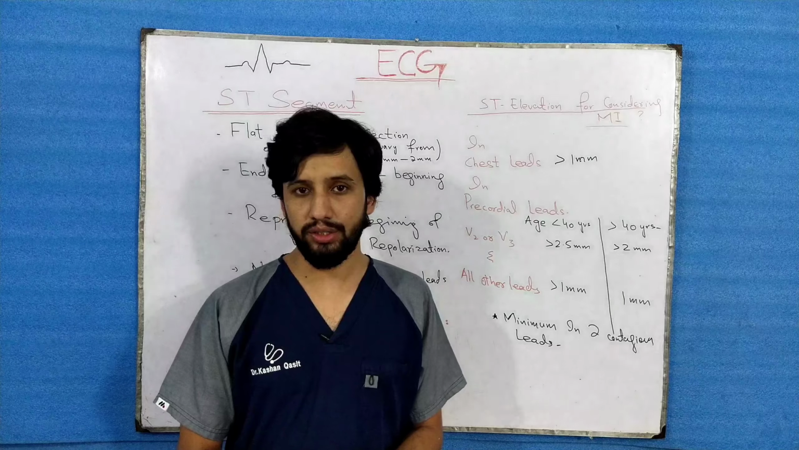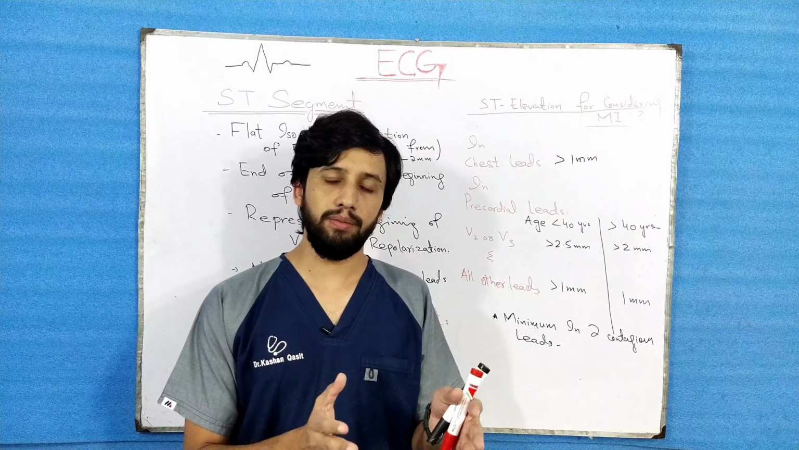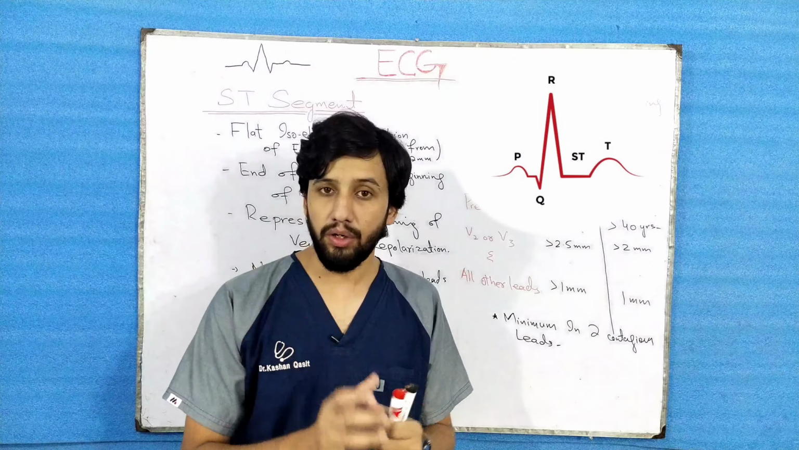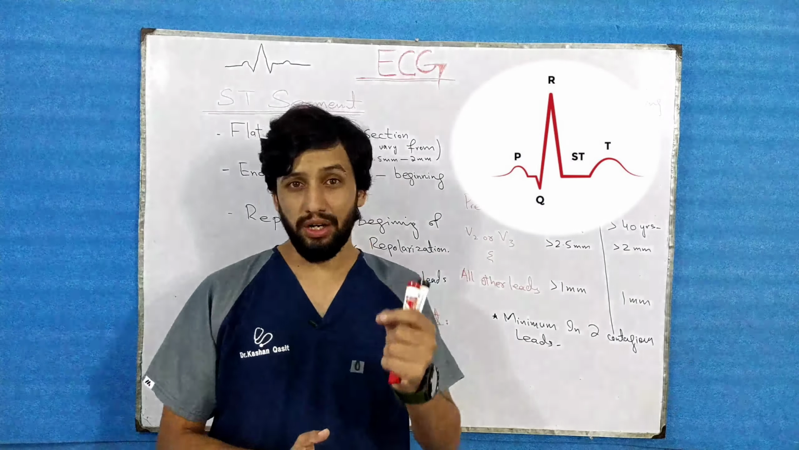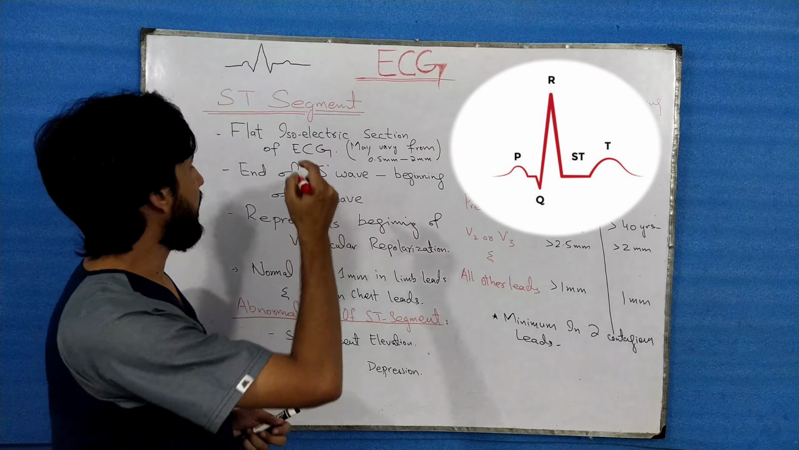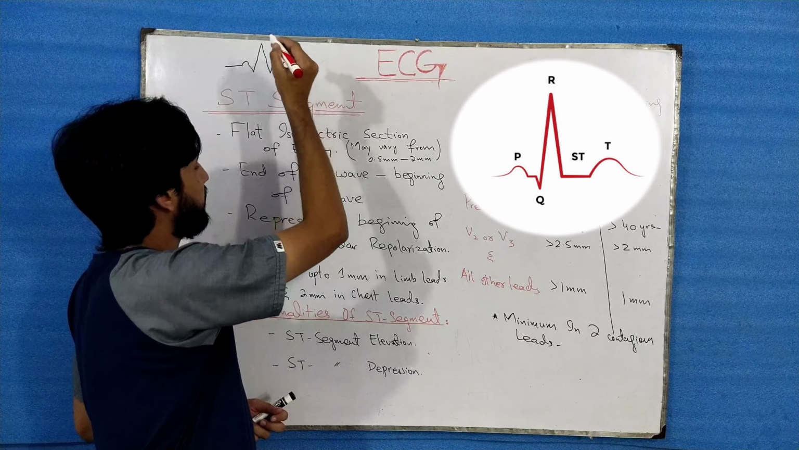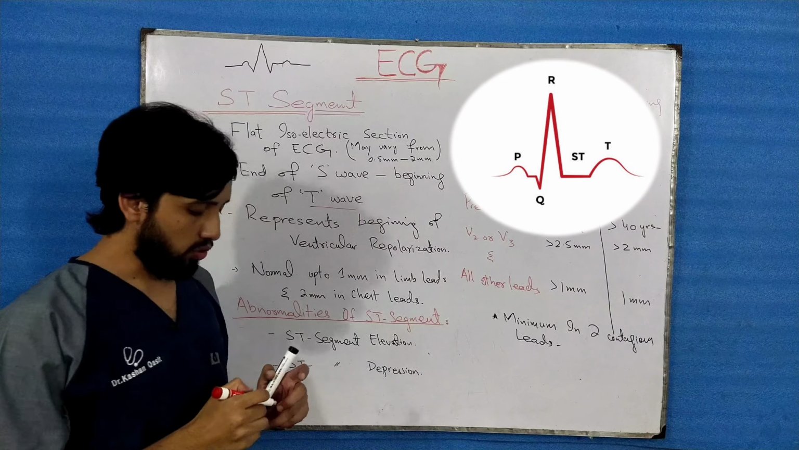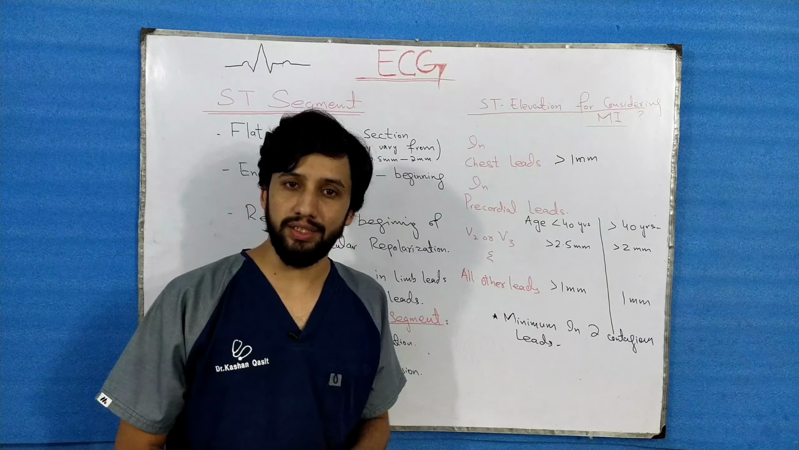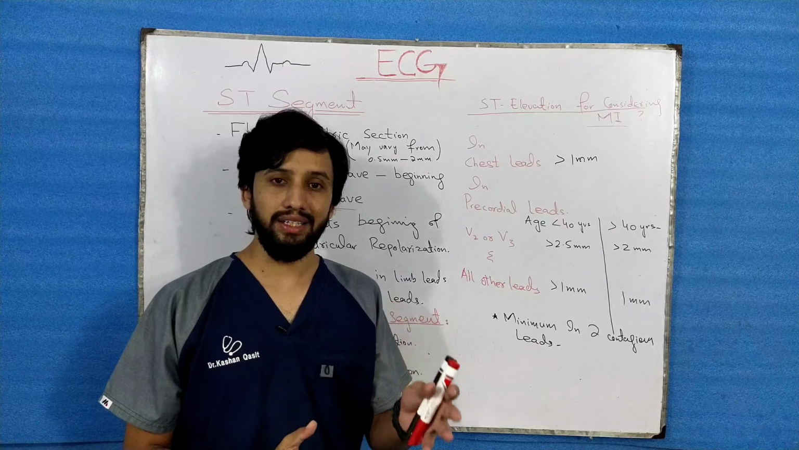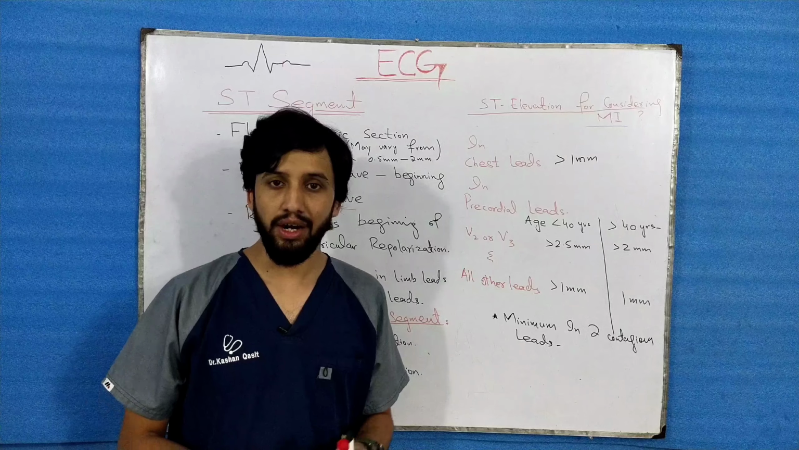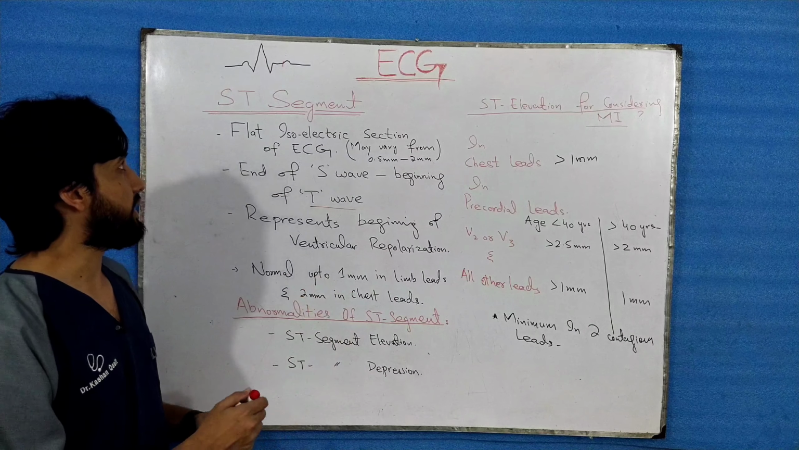So coming towards today's topic, which is the ST segment of the ECG complex. The ST segment is the segment of the ECG which starts from the end of the S wave and ends at the beginning of the T wave. So it basically represents the ventricular repolarization of the heart, and it is the interval between ventricular depolarization and ventricular repolarization. It is actually a flat isoelectric line.